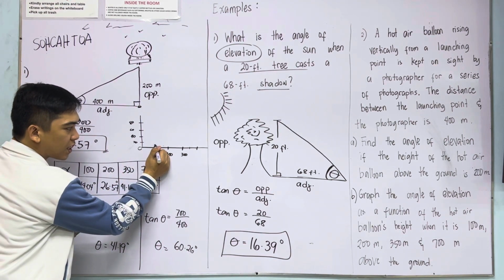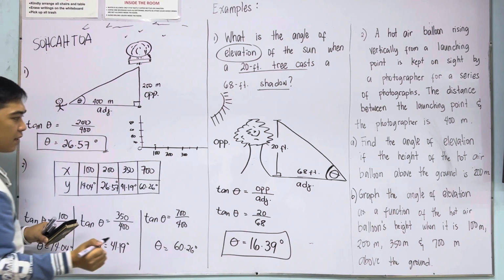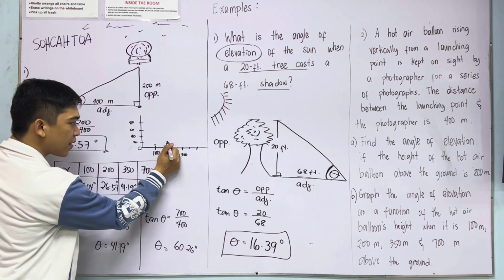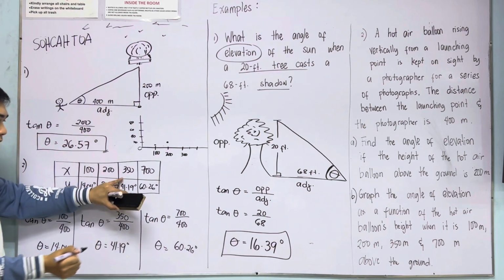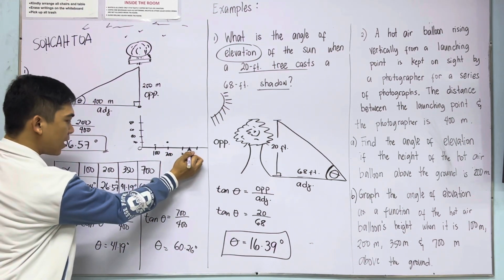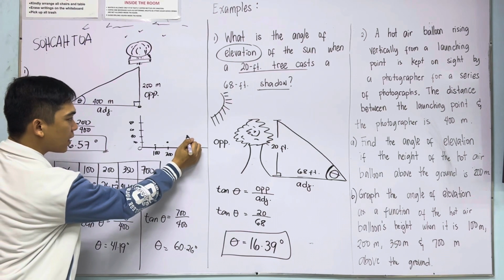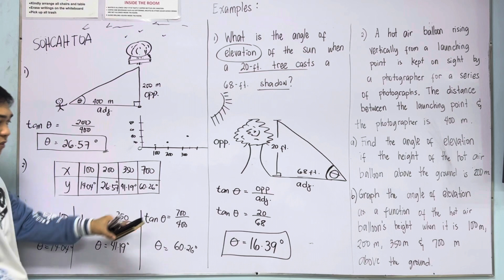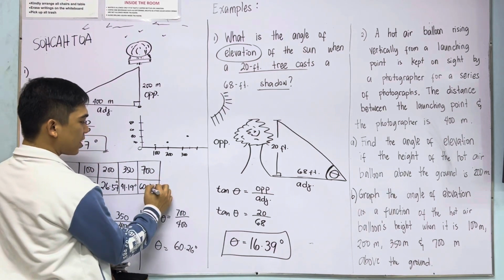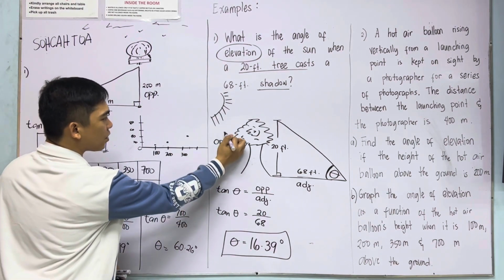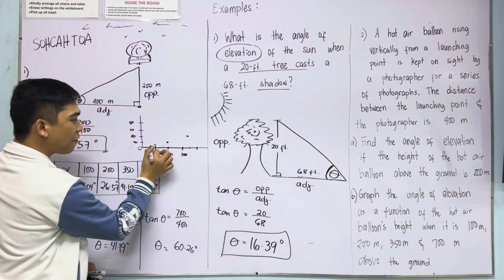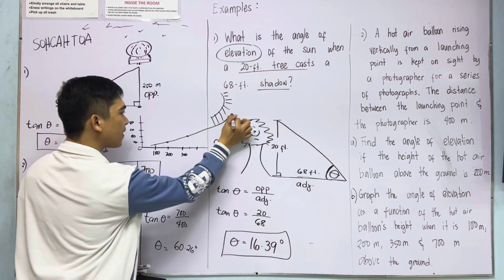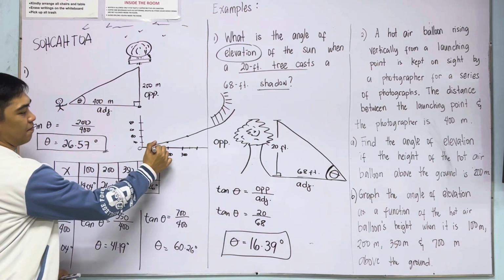Dito sa 100, 14.04. So, bago mag-15. Sa 200, 26.57. So, lagpas ng 20. 350, 41. Lagpas na 40. And 700, 60.26. Let's say nandito 700. So, yung graph na tinutukoy niya, pag ganyan siya. Increasing.